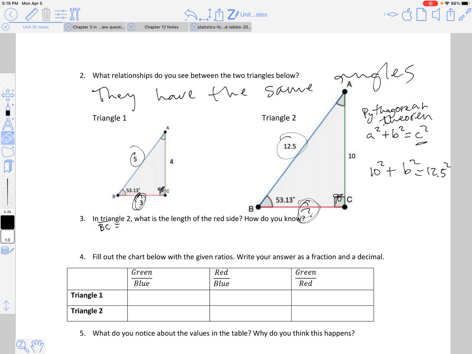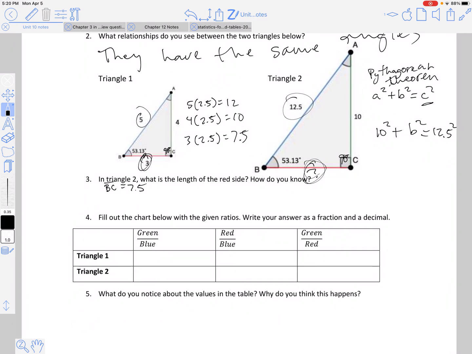But BC is 7.5, either using the Pythagorean theorem or the relationship. Let me show you real quick. If we do 5 times 2.5, we're going to get 12.5. If we do 4 times 2.5, we'll get 10. So you can see it's growing by a factor of 2.5. And so I did 3 times 2.5, and I got 7.5. So that's the Pythagorean theorem using this growth factor, okay? So lots of ways to look at that.